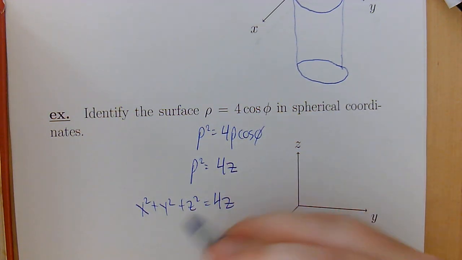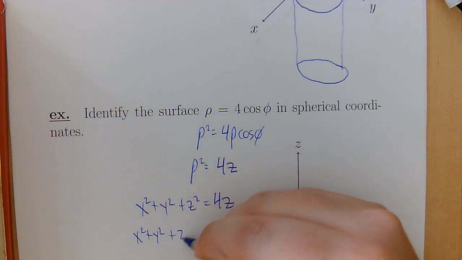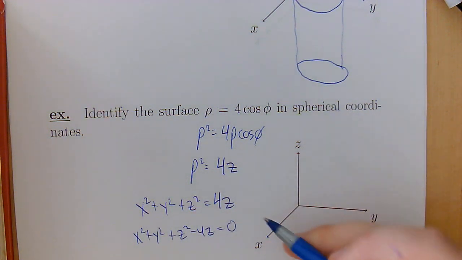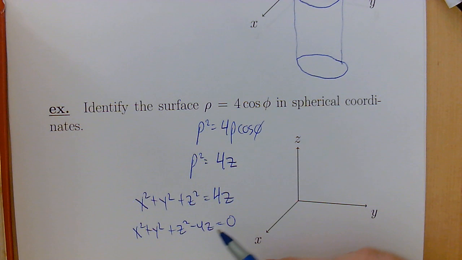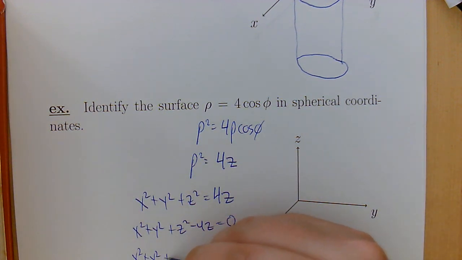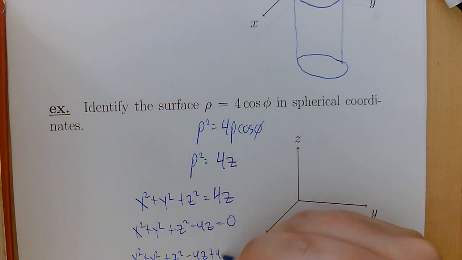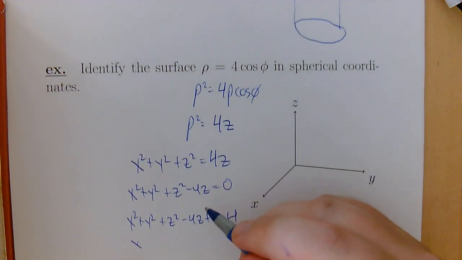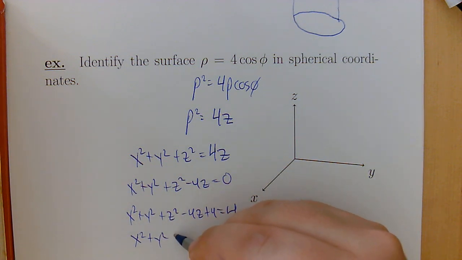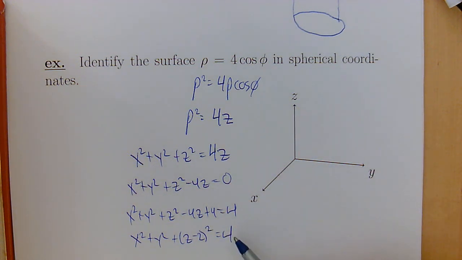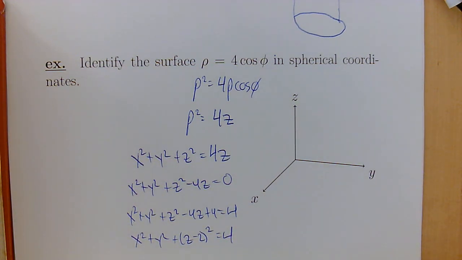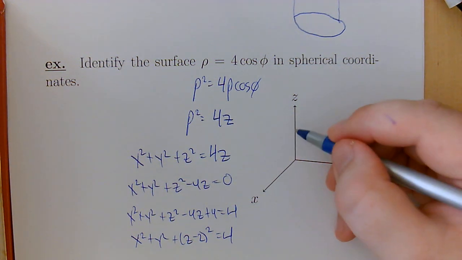Now, what I'm going to do is I'm going to subtract this over, and then I'm going to add the magic number, or divide this by 2 and square it to both sides. So we have x squared plus y squared plus z squared minus 4z plus 4 is 4. And then if we complete the square here, then we end up with this. And what is this right here? This is going to be a sphere of radius 2, but it's not going to be centered at the origin. It's going to be centered at the point 0, 0, 2.